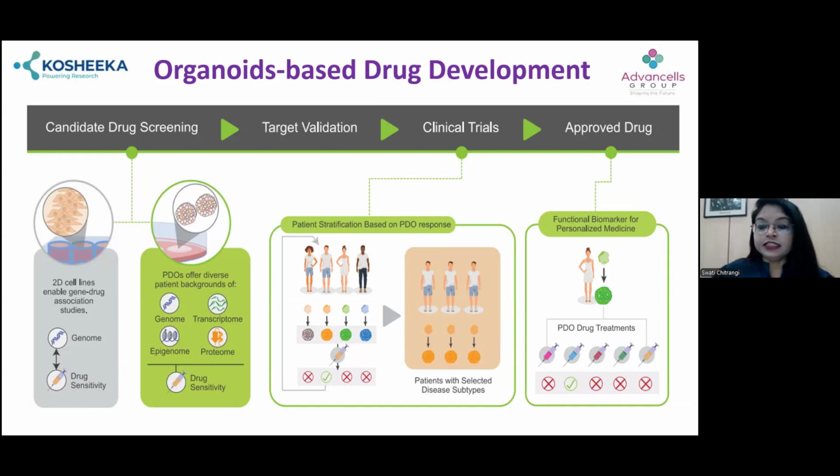And finally, you can offer personalized medicine also. If some person is suffering from cancer and they are ER, PR, HER2, these are the breast cancer markers, you can offer personalized medicine using the PDO method. So that will be the ultimate goal of the organoid-based drug discovery process.